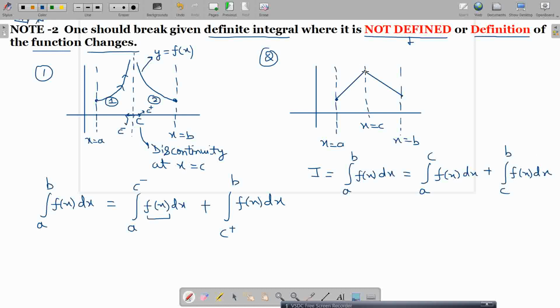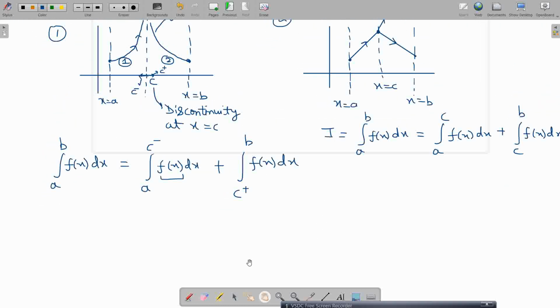Can you see that at the point x equals c, the definition of the function changes? Before c the slope is increasing, and after c the slope is decreasing. I'll give you an example of this, but you can see there is a change in the function. So whenever there is a change in the function, we will define the integration from a to b of f of x like this. Let's take an example of these two concepts.